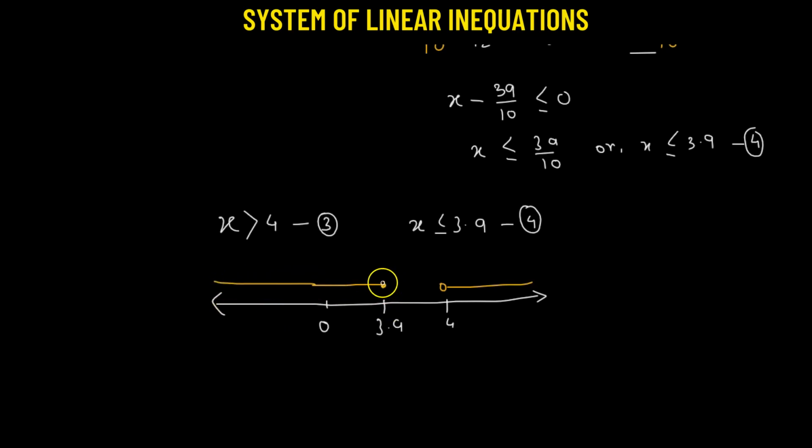Here we have used a dot, meaning 3.9 is a part of the solution, and here we have used a bubble, meaning 4 is not a part of the solution. Now there are no values of x that satisfy both linear inequalities, meaning we do not have a section on the number line which intersects. So we will say that there is no solution. There is no solution to the given system of linear inequalities that satisfies each of them.